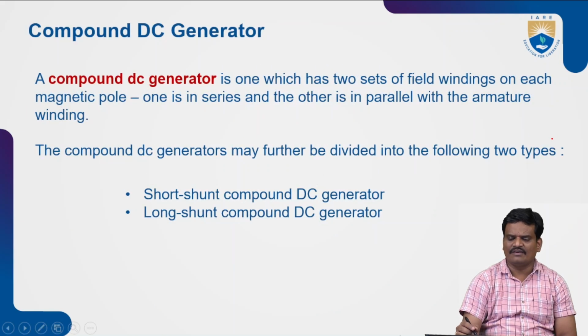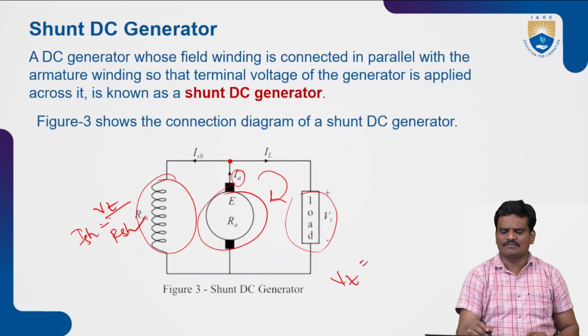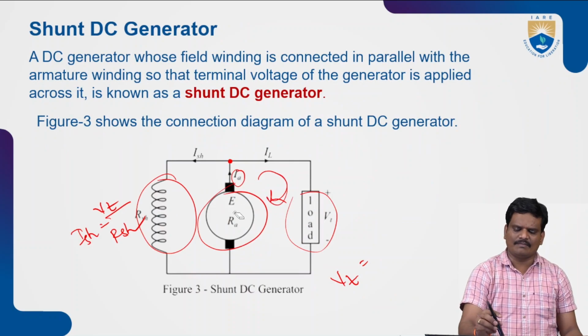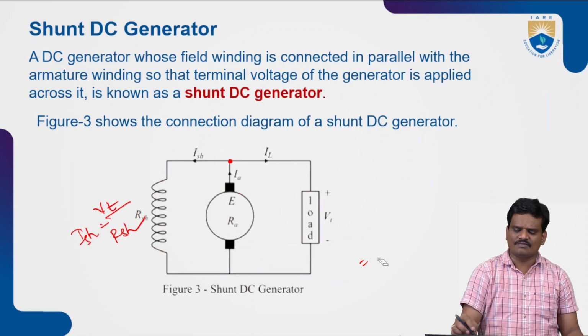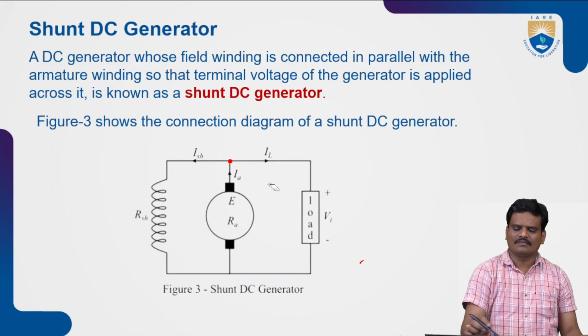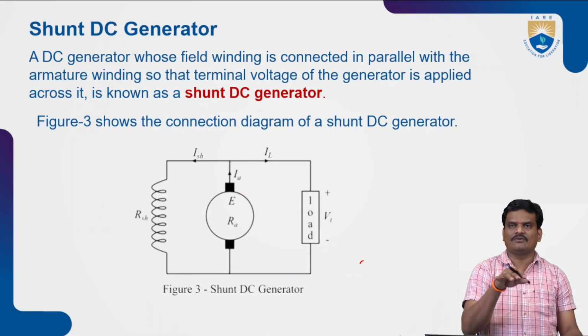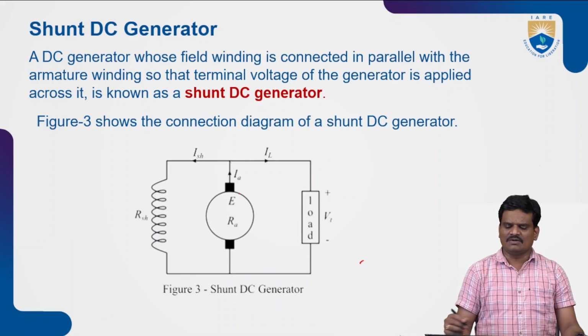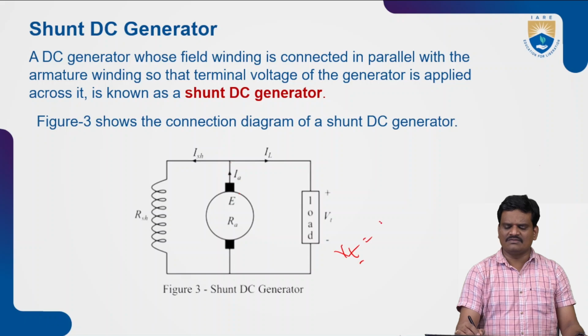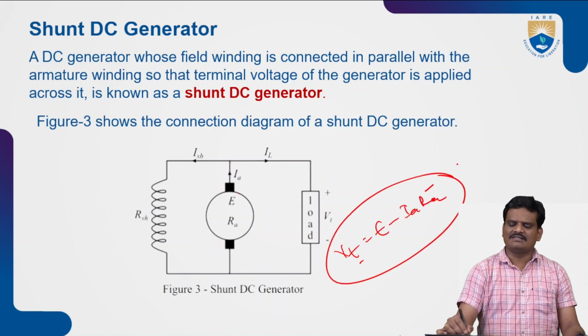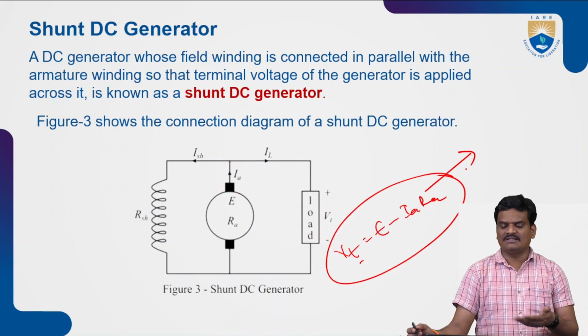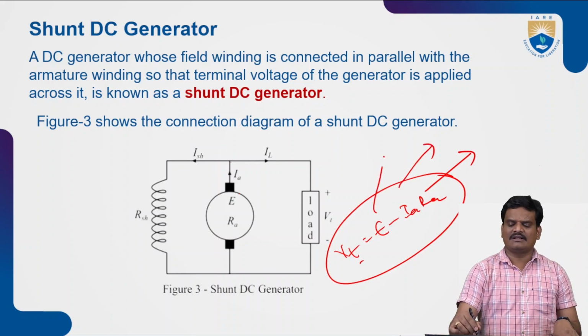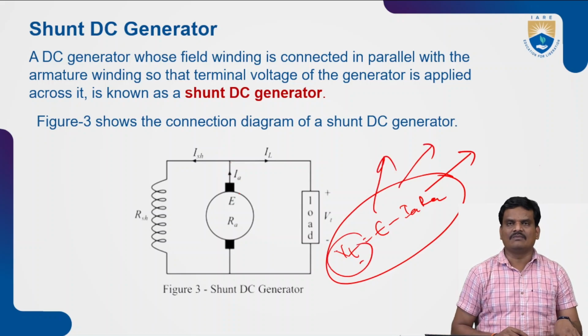Yes or not? If we apply KVL in this particular loop, KVL is nothing but what? The sum of voltage drops in a particular closed loop should always be equal to 0. Then the expression for terminal voltage is VT equal to E minus IA into RA. What is RA? Resistance offered by the armature. What is IA? Armature current. E is the generated EMF, VT is the terminal voltage here.